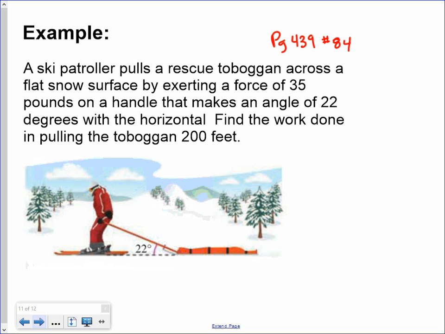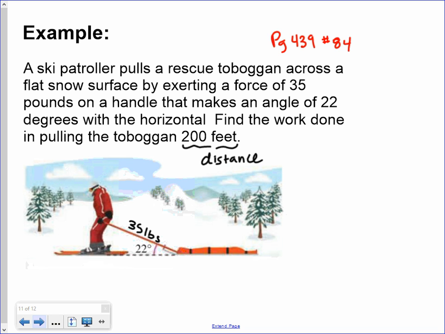Okay, just like yesterday in our notes, the example with the water balloon, where we had initial velocity. Initial velocity and force are going to be your magnitudes. So I know that my force is 35 pounds, that would be the magnitude of my vector here, that I'm using on the handle. And I want to find the work done for pulling the toboggan 200 feet. So that's going to be my distance, or what you might call displacement in physics. So I'm moving it 200 feet.